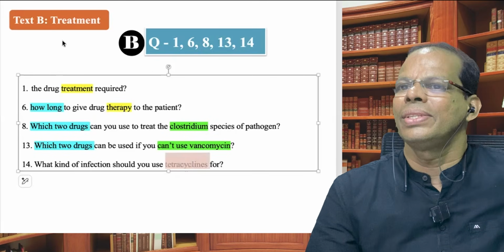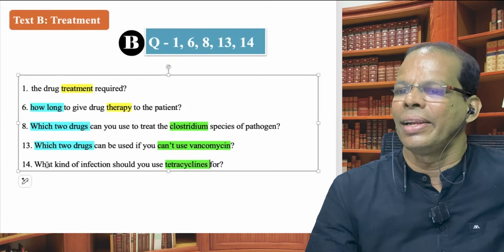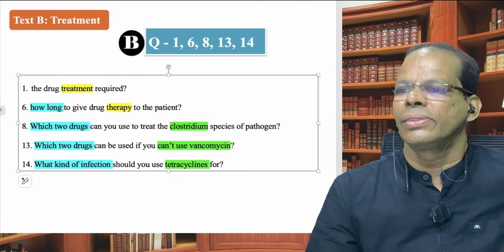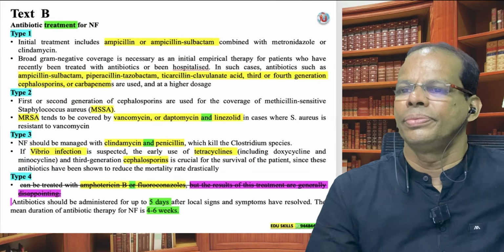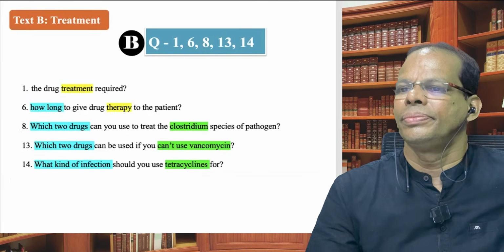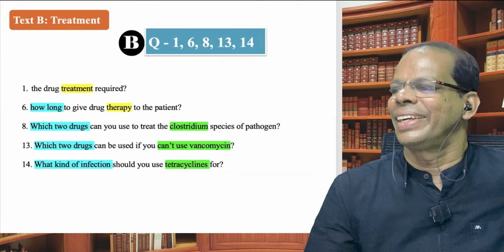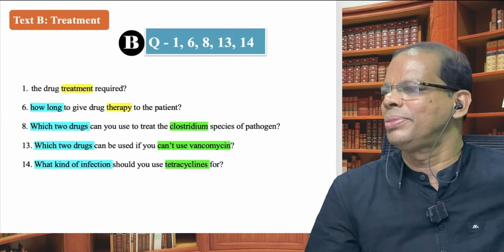Tetracycline medicine for which infection? They are asking what kind of infection, which type of infection. You have to simply connect it. So where do you have the answers? First one, the drug treatment required. Already you know, it's in B, right? Yes, sir. The drug treatment is the concept of B.